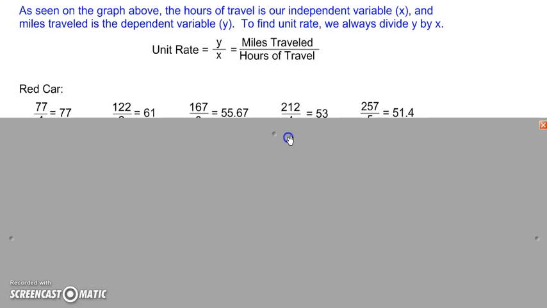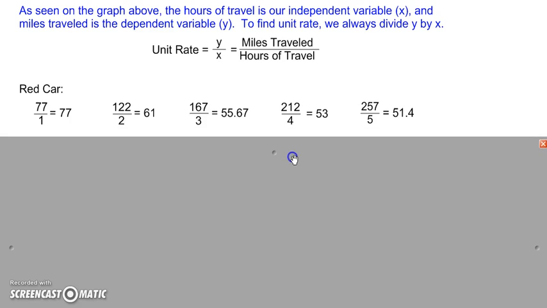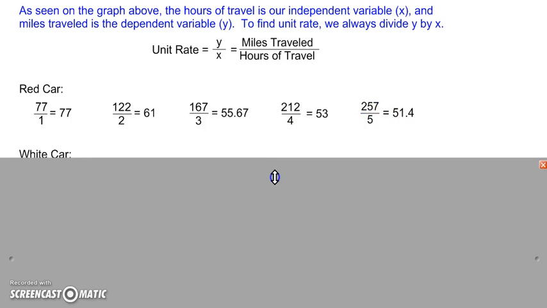So for the red car, here are the different unit rates below. First we took our first data point: 77 divided by 1 to get 77. 122 divided by 2 to get 61. 167 divided by 3 gives us 55.67. Our next data value, 212 divided by 4 gives us 53. And lastly, 257 divided by 5 equals 51.4.